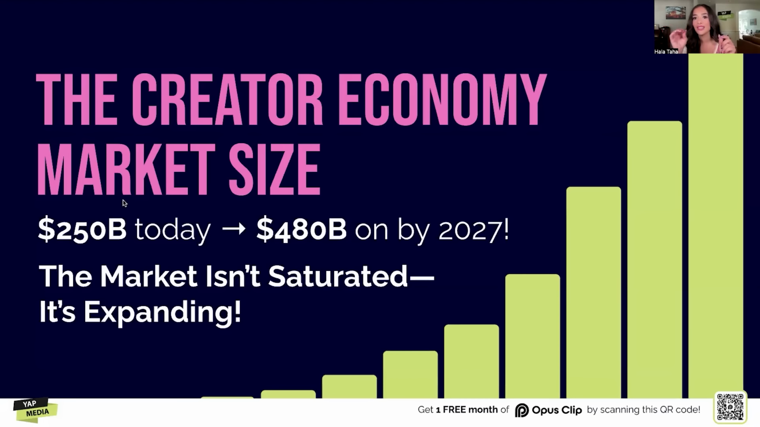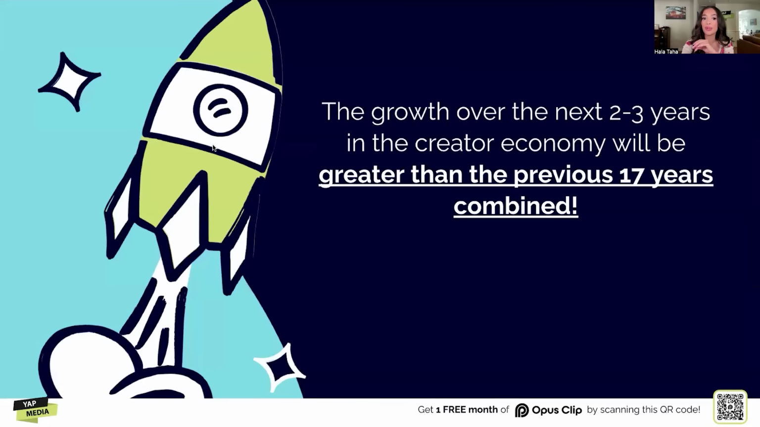67% of the planet is online. That's almost 6 billion people who are scrolling, watching, sharing every single day. Millions of users come online every single day, and they're spending hours online every day. So we are in a perfect timing where it's not too late. It's the perfect time. So the growth over the next 2 years is going to be greater than the last 17 years combined. Do you understand how big of a deal that is?